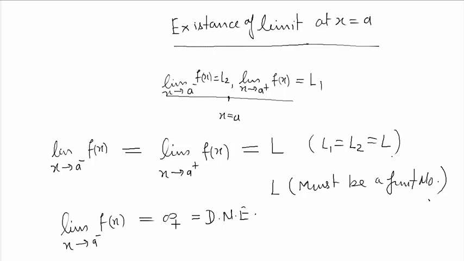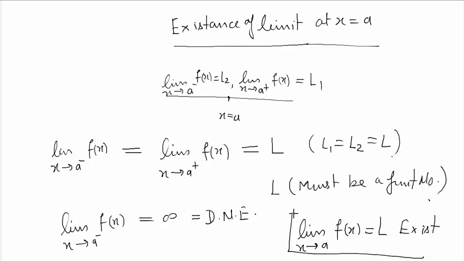So for existence, this limit should be finite, and the right hand limit and left hand limit both must be the same number, and that same number must be a finite number. Only then, if the left hand limit and right hand limit for this function at x equal to a are the same, can we say limit x tending to a of f(x) equal to L exists. This L must be a finite number here.